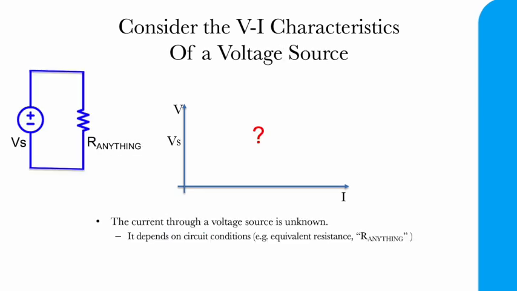Let's compare that to the case of a voltage source. So here we have a voltage source that's driving a resistor representative of the other circuit, external circuit conditions, R anything. Now the current through the source, we don't know it ahead of time. It depends on circuit conditions. It depends on this value of R anything. Okay? So what would the overall characteristic look like in this case? Well, it's going to be a straight line. And if there were more elements that were providing power, for example, then the straight line could go negative as well. It's going to be a horizontal line.